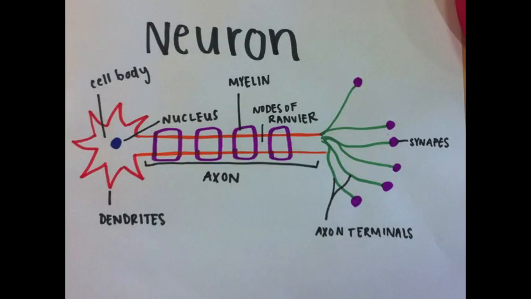If we are looking at a peripheral nervous system neuron, this is what it looks like. You can see the myelin and the nodes around it. The cell body is where they pick up information, and the synapses is where it releases it.